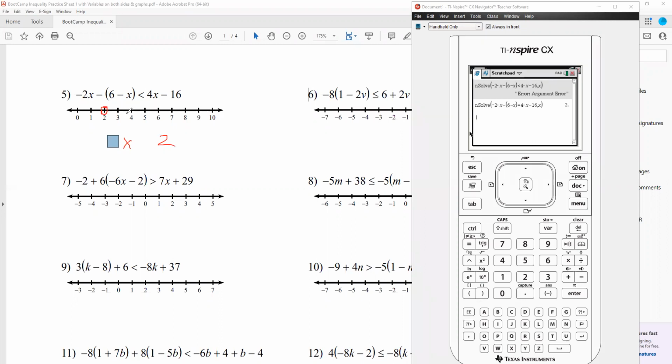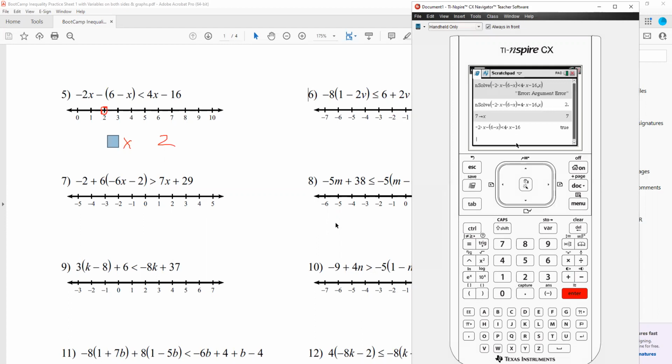Now we need to know, is it going to go to the left or to the right? So I'm going to choose a different number. I'm going to store 7 into x. So let's go here and we're going to do 7, control store into x, press enter. And then we just have to enter in the inequality, -2x minus parentheses 6 minus x, less than 4x minus 16, and we get true.